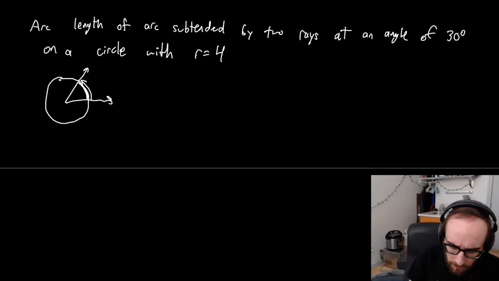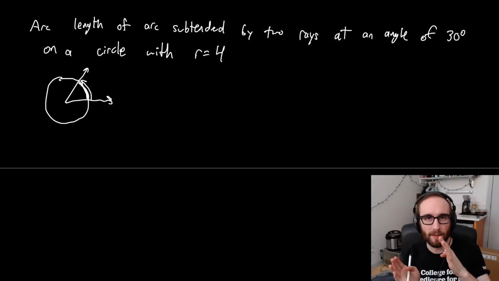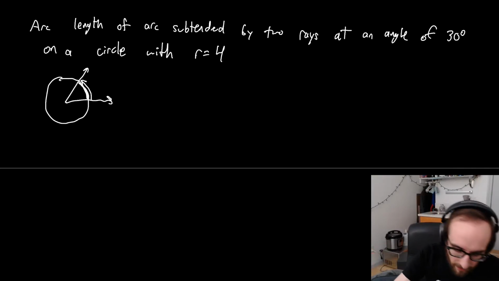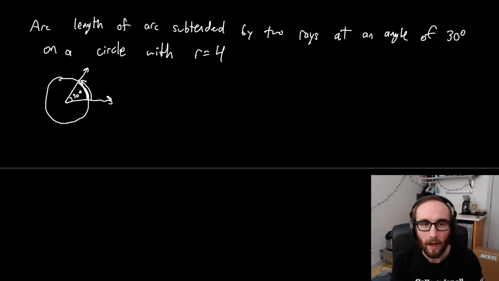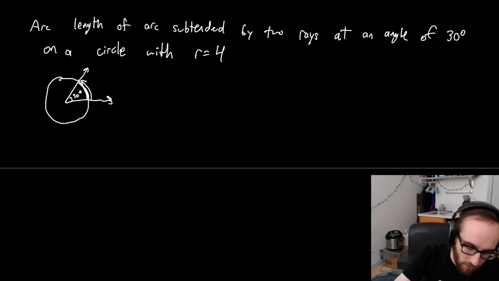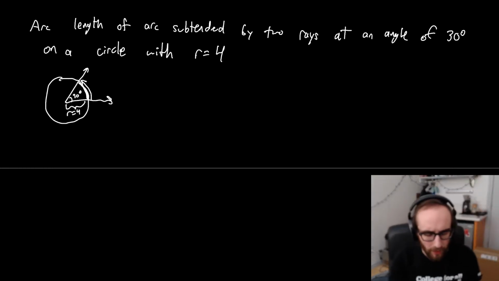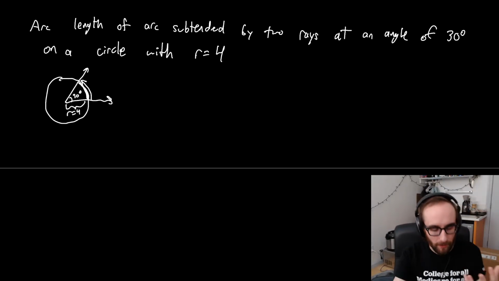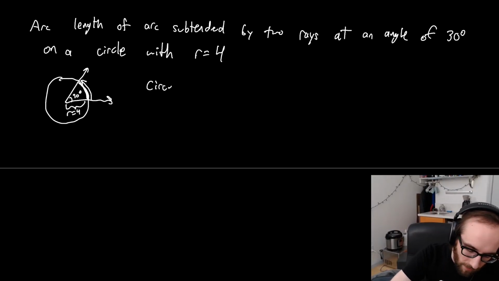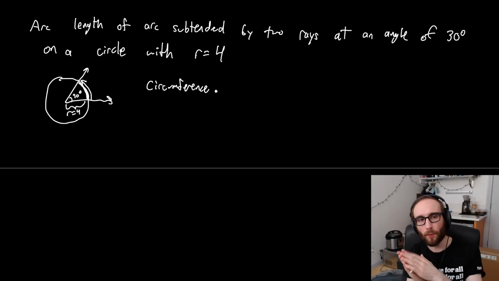So in this problem, notice we have an arc subtended, which just means it's cut off by 2 rays at an angle of 30 degrees, so 30 degrees right there, on a circle with a radius equal to 4. R equals 4. So to start off, one way to work with this is we could think about the circumference and then multiply it by whatever proportion our angle is out of 1 entire revolution.